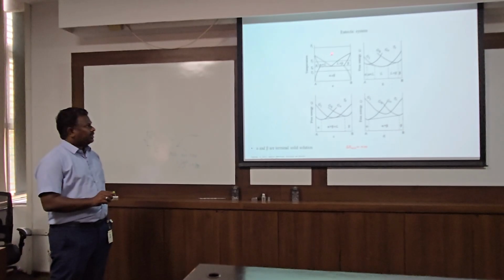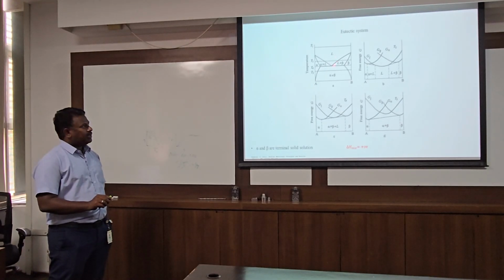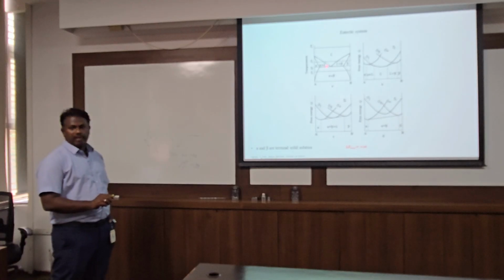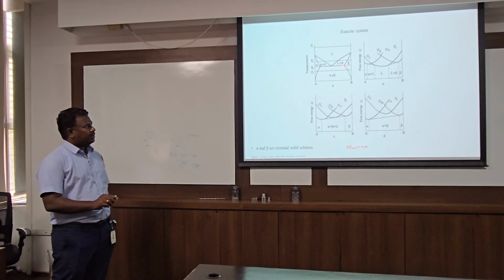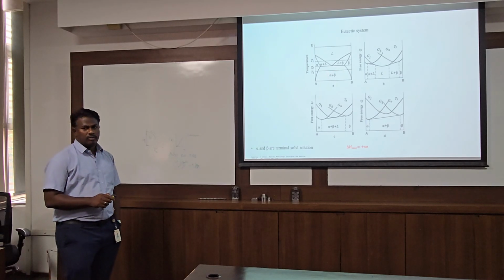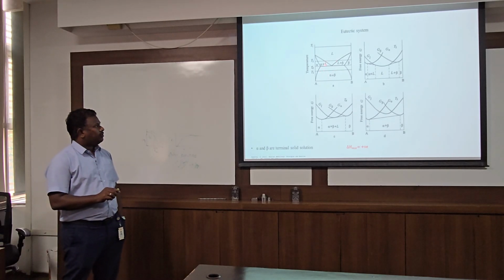So you see that the liquid is stable at high temperature. When it comes here, it is transformed into the solid. And once it comes here, this line from here to here, entirely it is transformed into alpha plus beta together. So whatever the leftover liquid here, suppose.